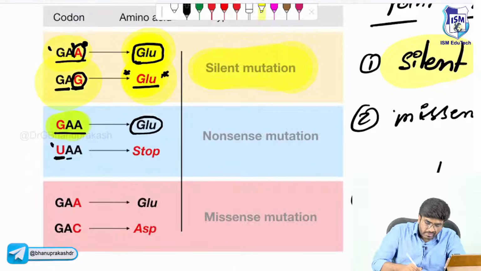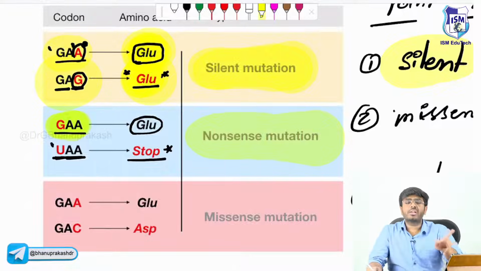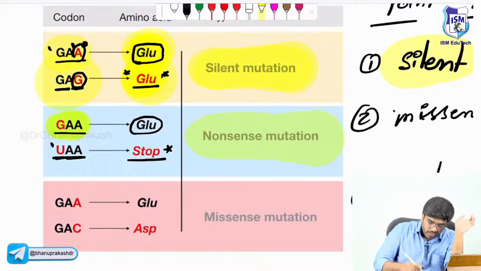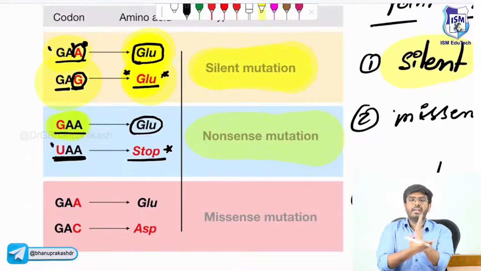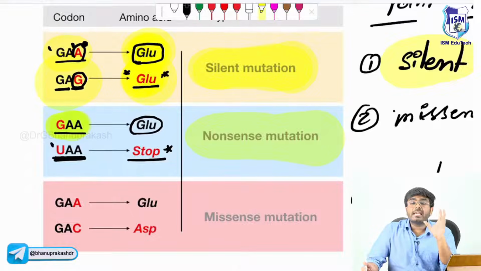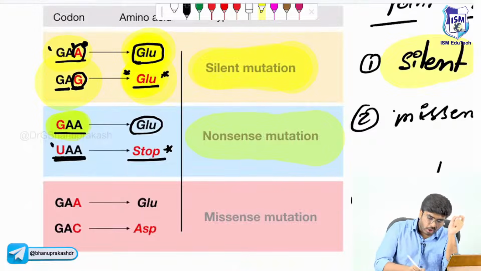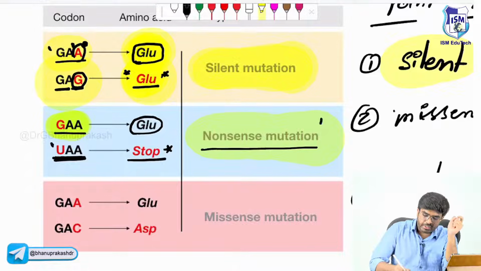So whenever you have UAA, this is called a stop codon. Immediately the protein synthesis stops. Translation stops. These are the codons which will stop the process of translation. This type of mutation, where a stop codon is produced because of the point mutation, is called a nonsense mutation. Because of the mutation, you end up with a stop codon.